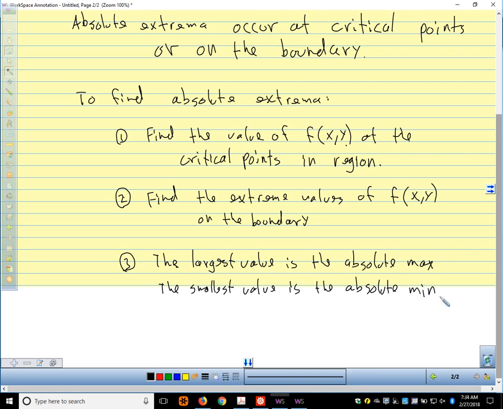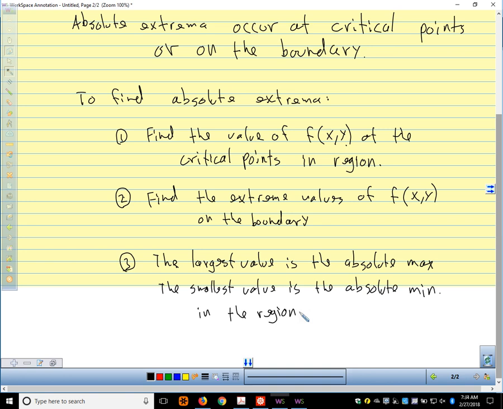And this is on or in the region. So it's not necessarily the absolute maximum and absolute minimum of the function everywhere. We're just talking about a function in a particular region.